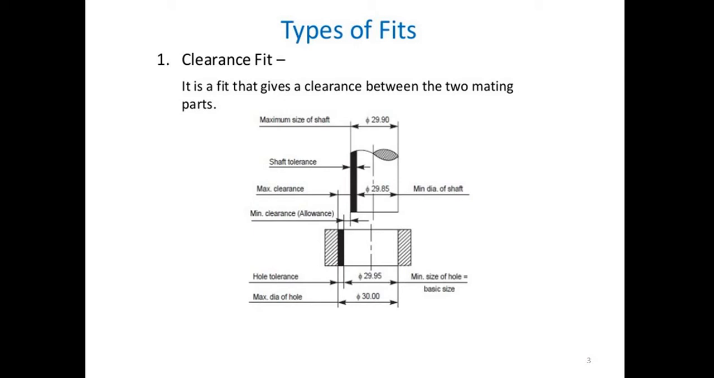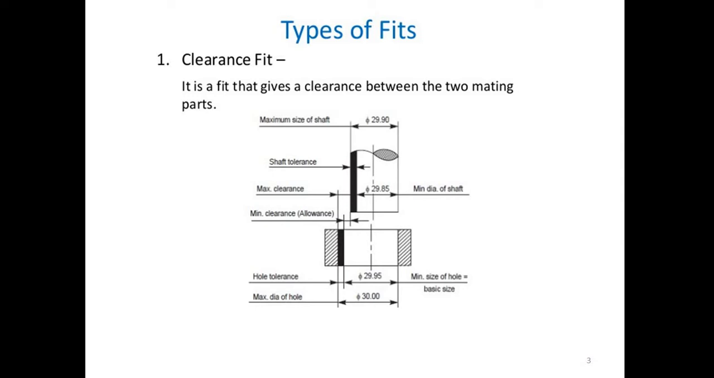Now here, the maximum size of shaft and minimum size of shaft is shown. Considering the basic size of the diameter is 30 mm, tolerance is given minus 0.15 to minus 0.1. I will repeat, the diameter of shaft is 30 mm, and tolerance is minus 0.15 to minus 0.1.